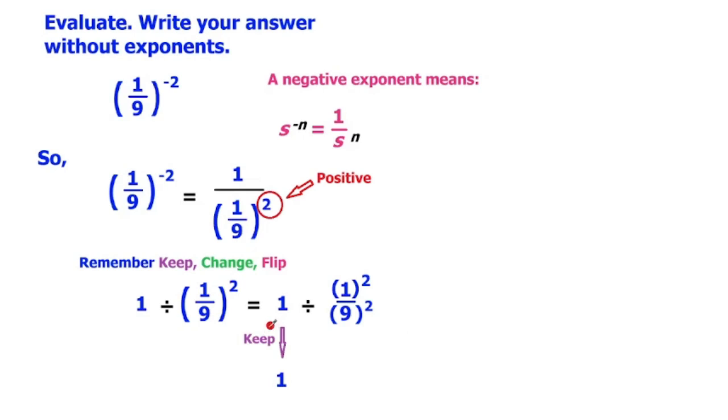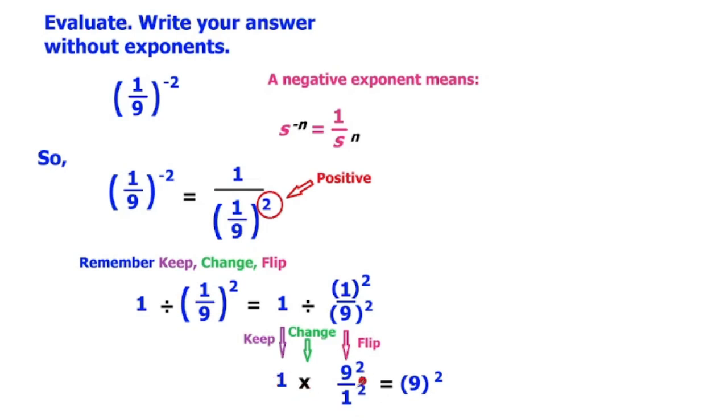So now we could do keep, change, flip. So we keep the 1, we change this to a multiplication, and we flip this, right? 9 to the power of 2 over 1 to the power of 2. Well, now it becomes very easy to evaluate, right? Because 1 squared in the denominator is just equal to 1, so you don't even need to show it.